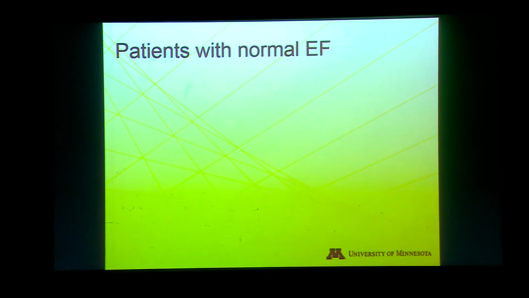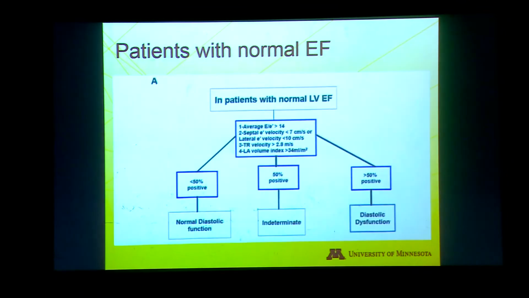A couple of the key things in the ASE guidelines. They have divided this into patients with normal ejection fraction, and then patients with low ejection fraction, or if they have myocardial disease. So this is the algorithm for patients with normal ejection fraction. If you see here, the same four key parameters show up. The average E by E prime. When they say average, you have to take the medial and the lateral, and then take the average of those two. And then the septal velocity and the lateral velocity, those are the magic numbers there, 7 and 10. The TR velocity and the left atrial volume index. And then you start working your way down the algorithm there.